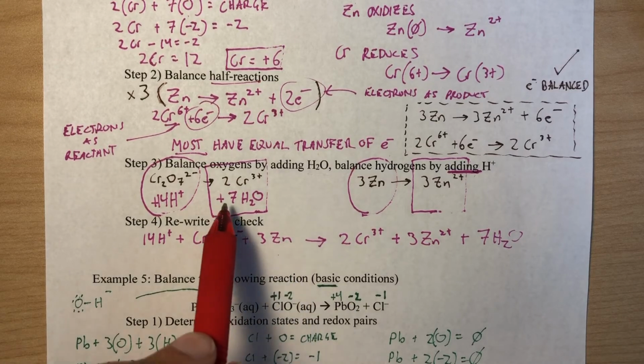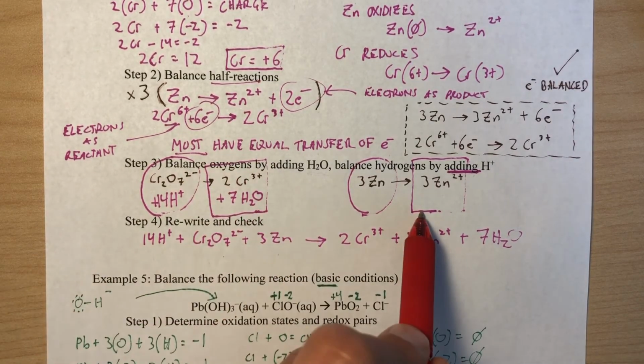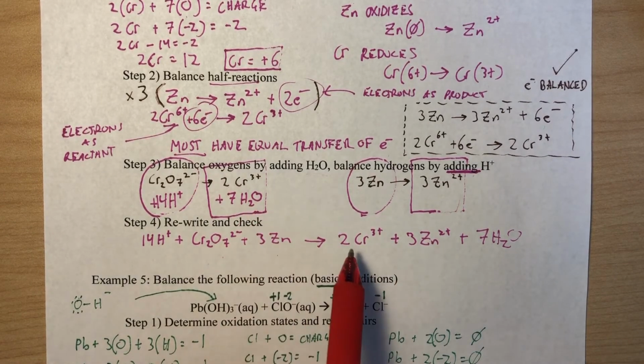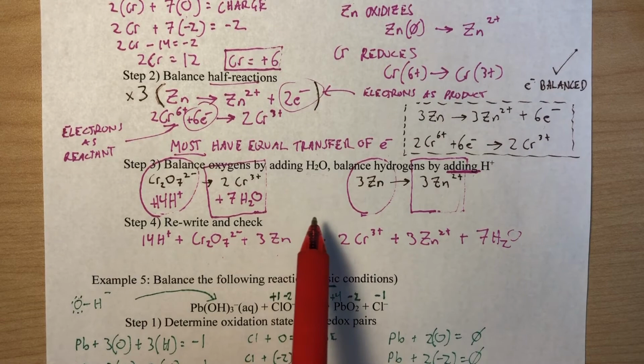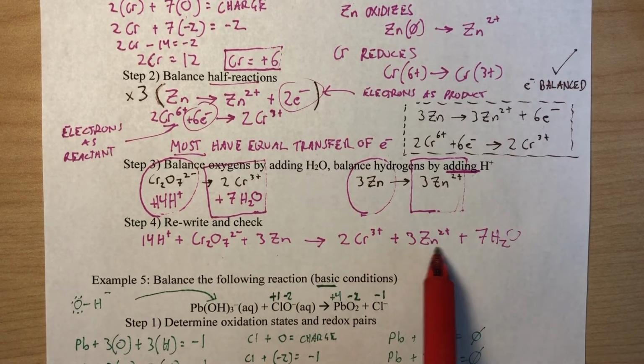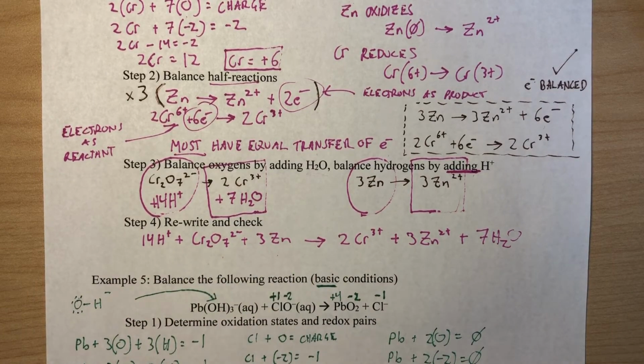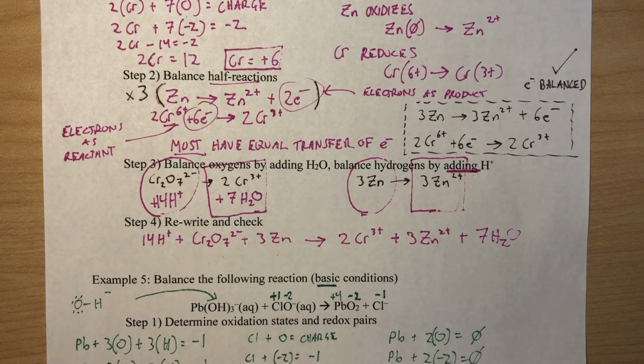Those react to make our products, so I put a square around our products to make sure that we get them right. And so on the product side, we have 2 equivalents of chromium 3+, we have 3 equivalents of zinc 2+, and we have 7 waters. And that is our overall balanced reaction. You can add up the charges, you can add up the atoms, and everything is balanced.